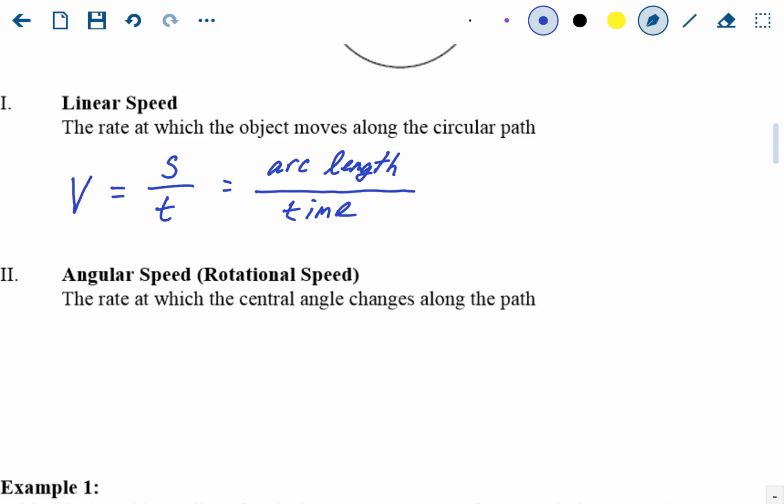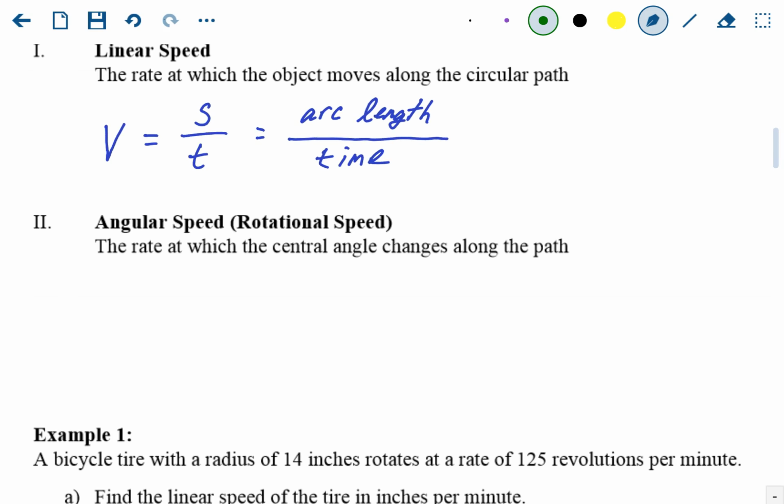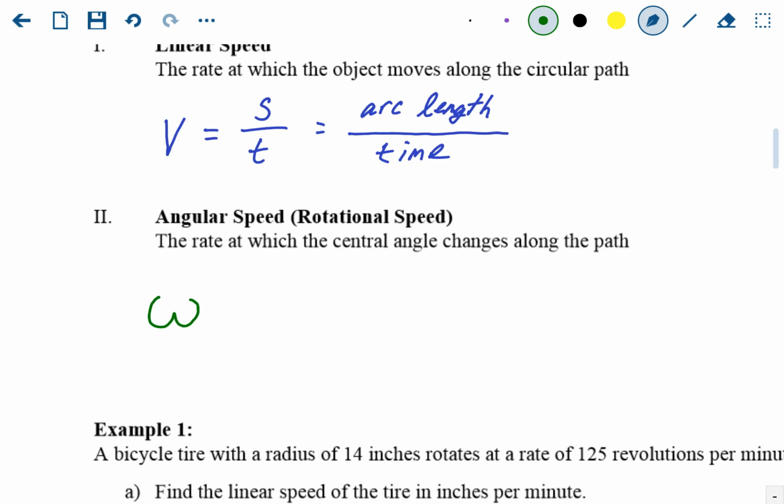The angular speed, or the rotational speed, is the rate at which the central angle changes along the path. So the formula for angular speed is pretty similar to the linear speed, but now we're going to use the angle part. So instead of v for the angular speed, we use the lowercase omega, which is just a curvy w. And that's going to equal theta, which remember is the central angle in radians, divided by time. So if you have a linear speed, you're going arc length over time. If you want angular speed, you're doing central angle over time.